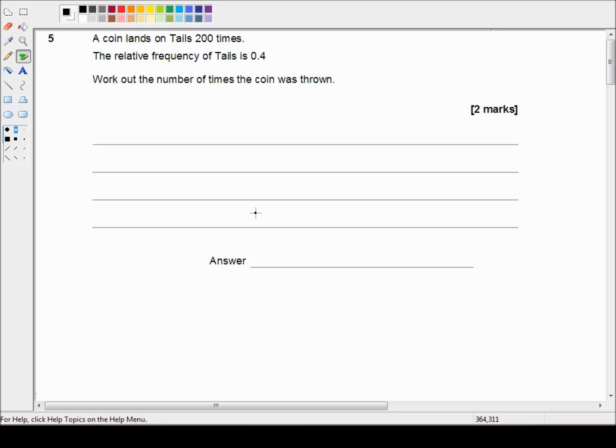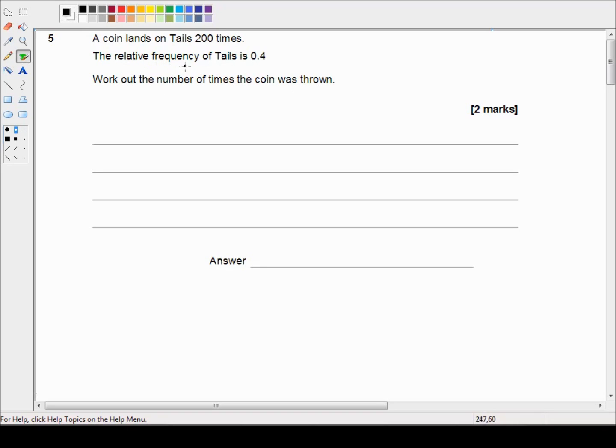These are the new style GCSEs. We're looking at the third paper in the higher tier. It is a calculator paper, so we are allowed to use calculators, and we're picking up in question 5, which reads, a coin lands on tails 200 times. The relative frequency of tails is 0.4. Work out the number of times the coin was thrown.